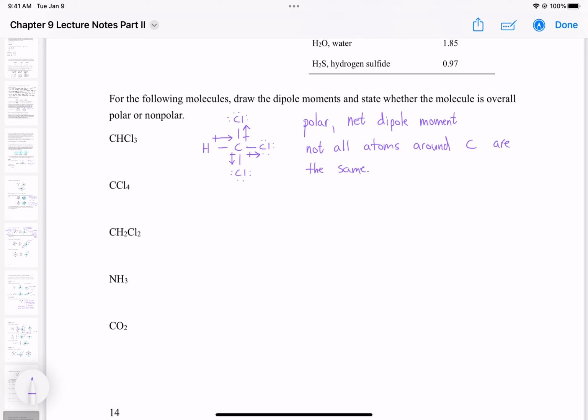All right, let's talk now about CCl4. Just like the molecule above it, chloroform, except now all the atoms are chlorine. In this case, all the atoms are the same and all the bonds are the same, so it's going to be like methane. So it does not have a dipole.